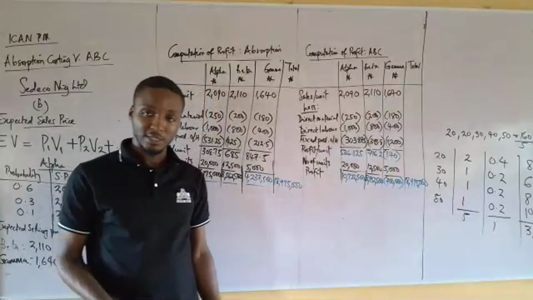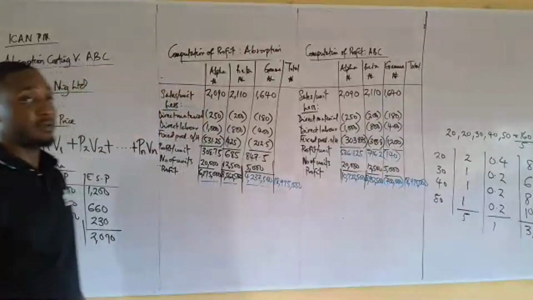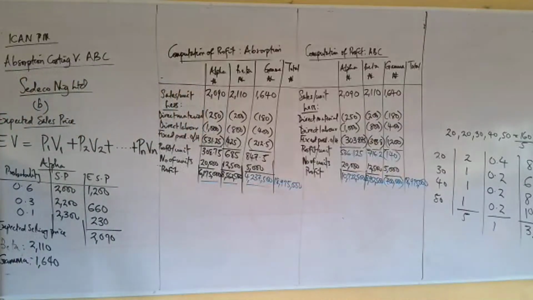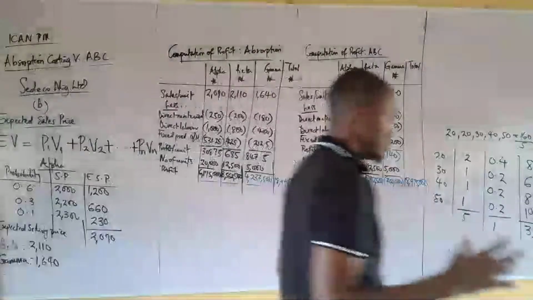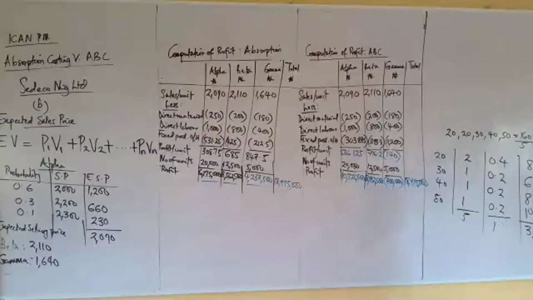Reducing that profit. Exactly. So is there any other question? Yes. Okay, what's the requirement? State reasons why the activity-based costing approach can be preferred to the traditional absorption costing approach in modern manufacturing environments. In modern manufacturing. Okay.